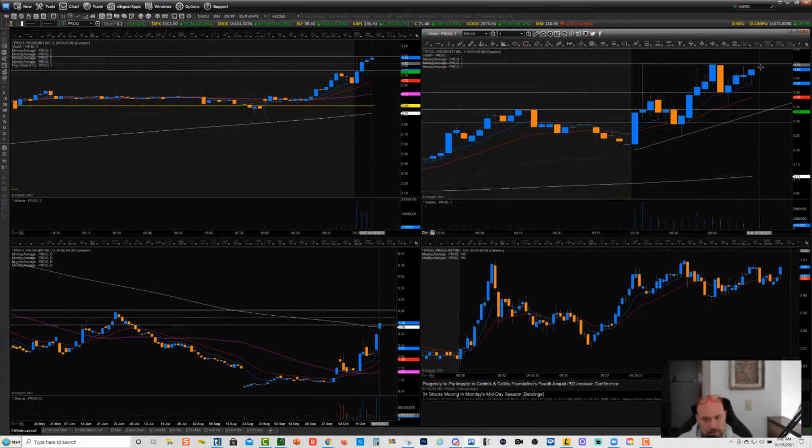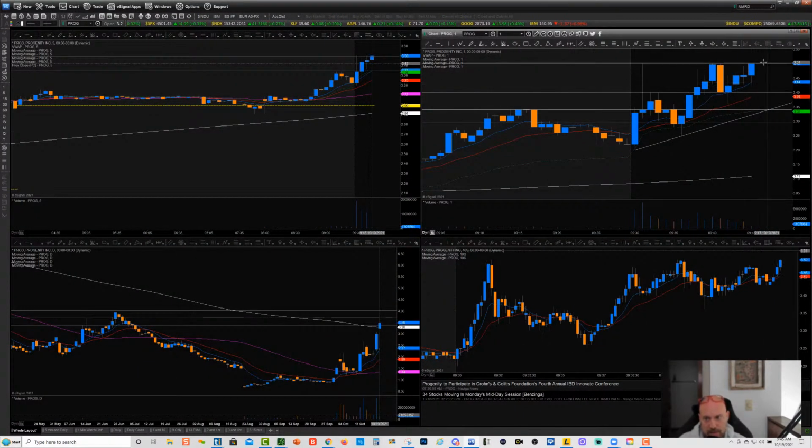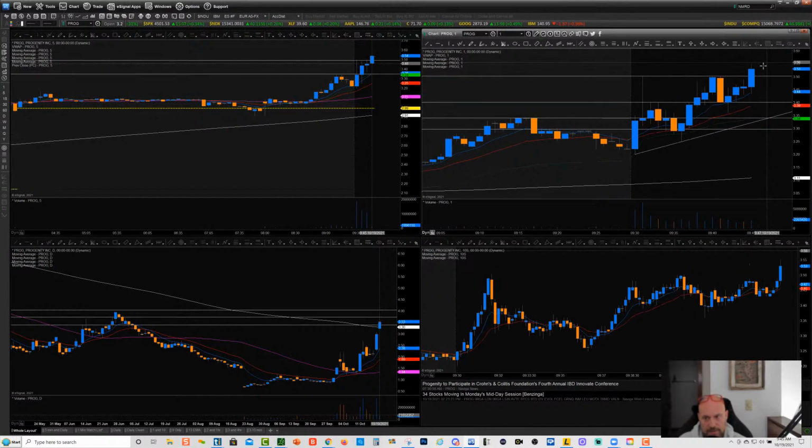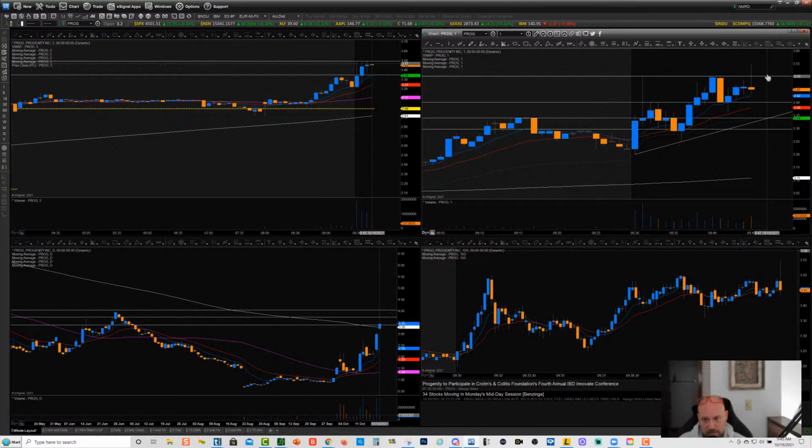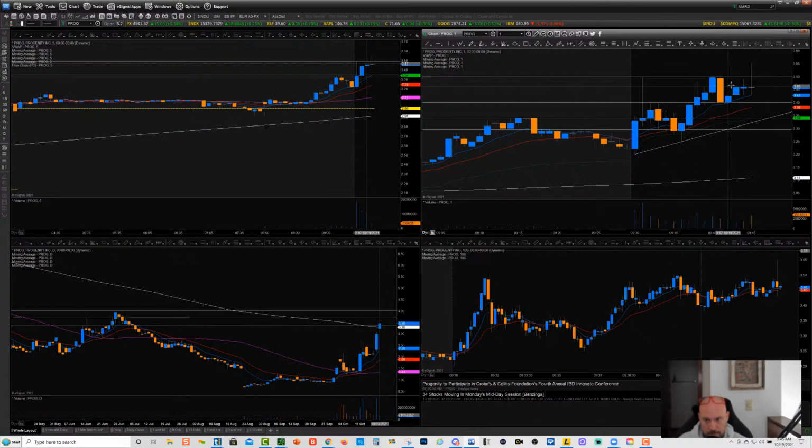Creeping up. Possible ascending triangle here. It's holding that 9 EMA, right here, right at that level. Now, when it gets above, you want to see it hold. See how there's definitely a fake out move up. Now you can get trapped.